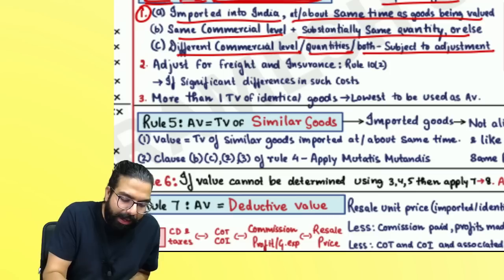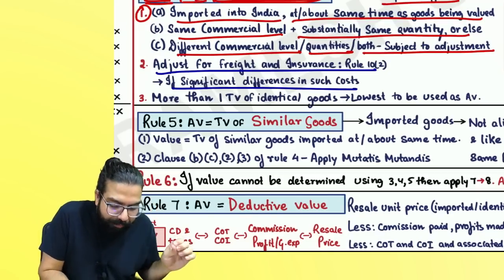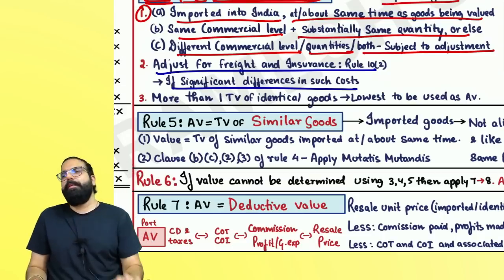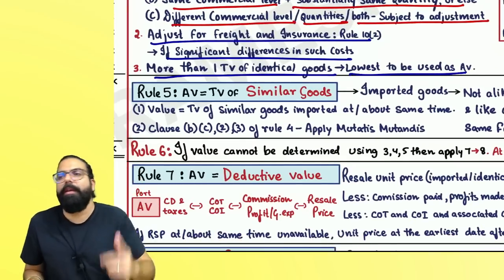So when you are applying this goods' value over here, you will make the adjustment for freight and insurance. Adjustment for freight and insurance under section 10.2 has to be done if significant differences were there. If minor differences, then they will ignore it. Remember, if more than one identical goods have come, the lowest will be taken as the assessable value.